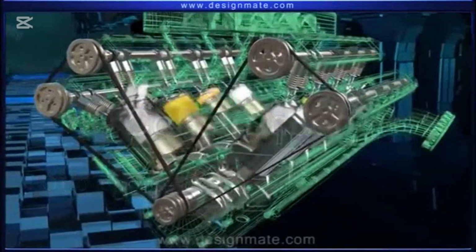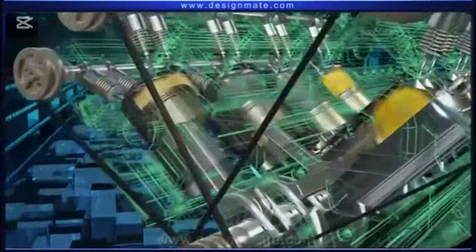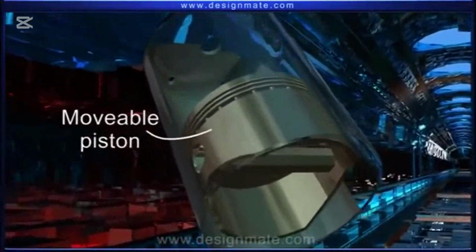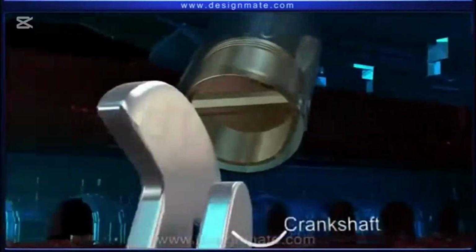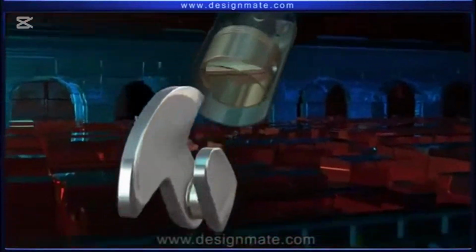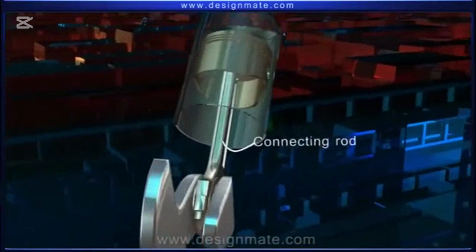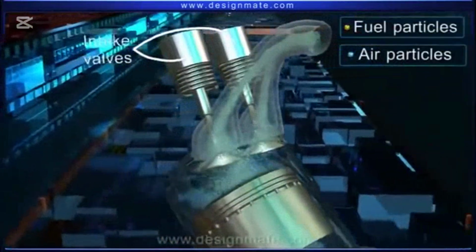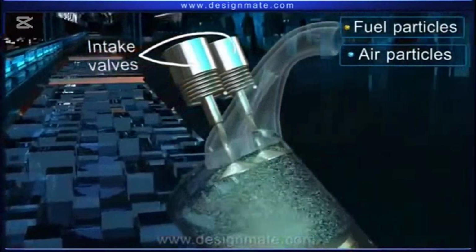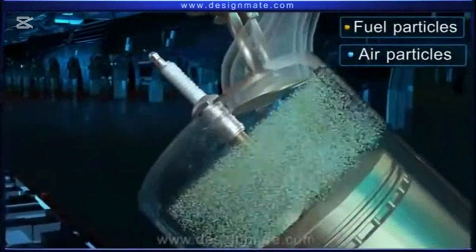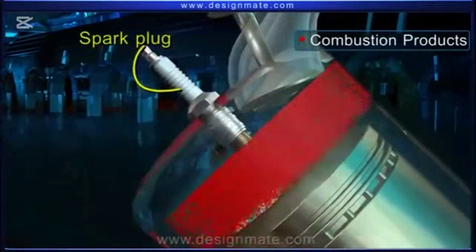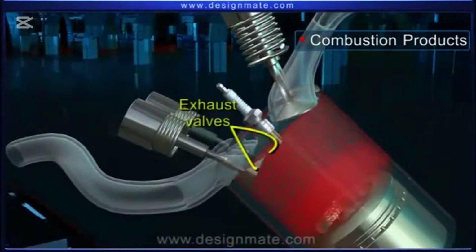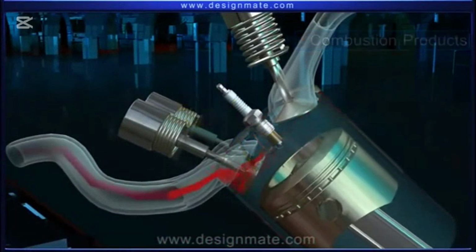Construction. A four-stroke engine mainly consists of insulated airtight cylinders with movable piston, which are joined to the crankshaft through connecting rods. The intake valves let the fuel-air mixture enter the cylinder. Spark plug produces spark and ignites the fuel-air mixture, and the exhaust valves allow exhaust gases to exit the cylinder.